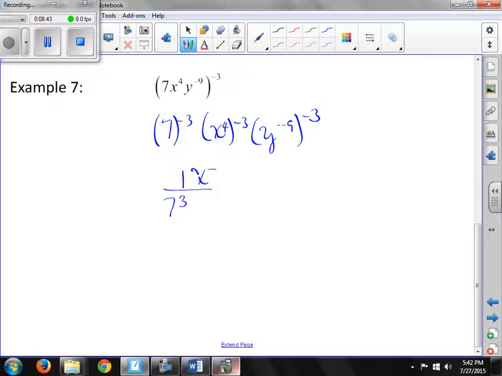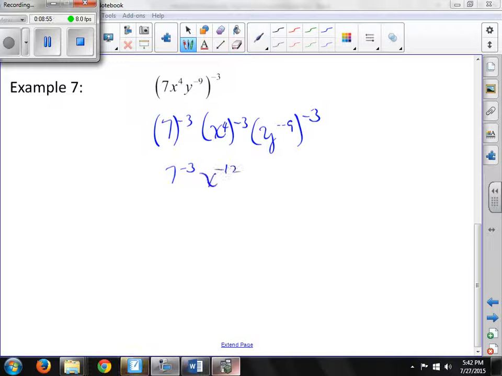Well, I should have made up my mind how I wanted to do that. Okay, let's get everything raised first before we start flip-flopping anything. 7 raised to the negative 3, x raised to the negative 12, and y to the negative 9 times 3 is positive 27. So now you see we have 2 of them that have negative exponents.